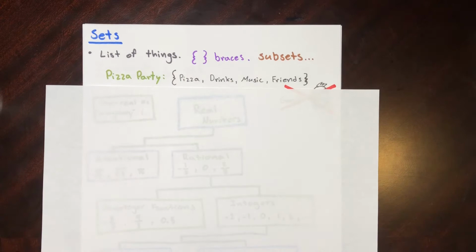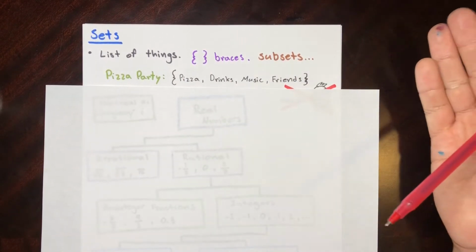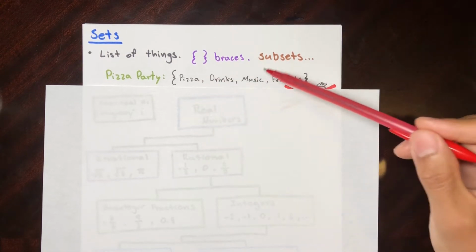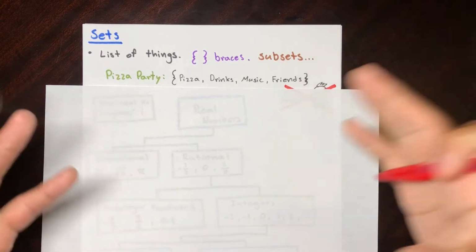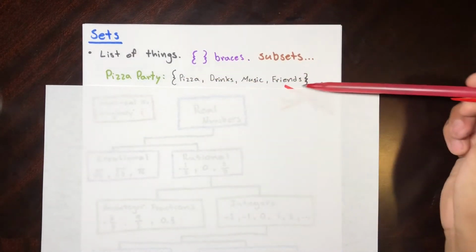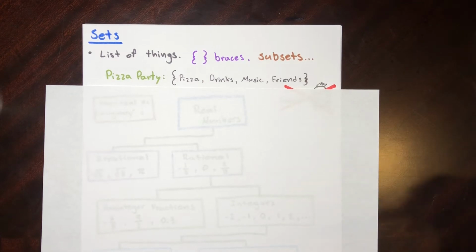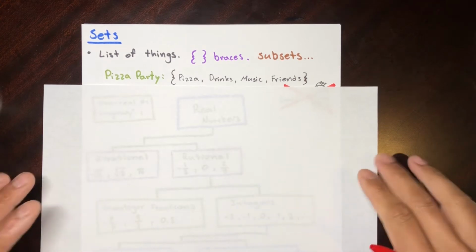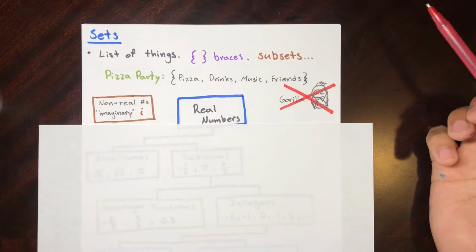So let's use a pizza party as an example. Now, in a pizza party, if you make a set of everything that you would bring to a pizza party, it would include things like pizza, drinks, music, friends. Now, you see, all of these are just a bunch of different things, not super specifically categorized, but you know that you can find all of these things at pizza parties, right? What you don't find at pizza parties, or what would be an outlier, something that doesn't belong to the set, would be something like a gorilla, right? You normally would not find a gorilla at a pizza party.